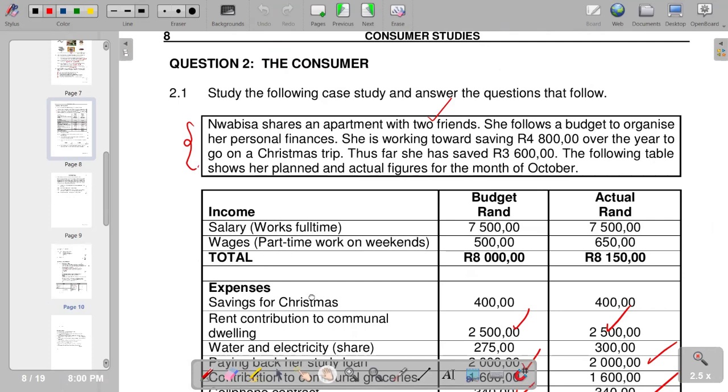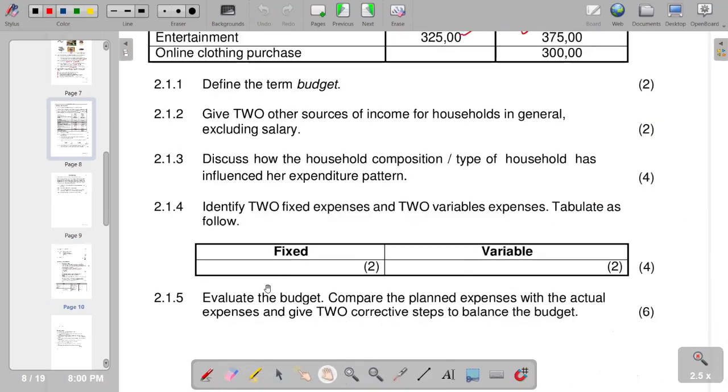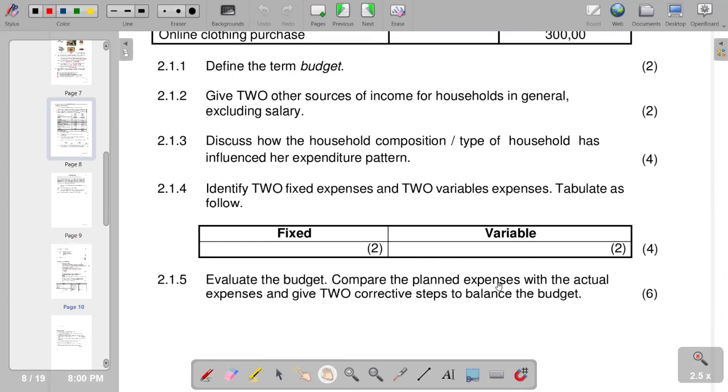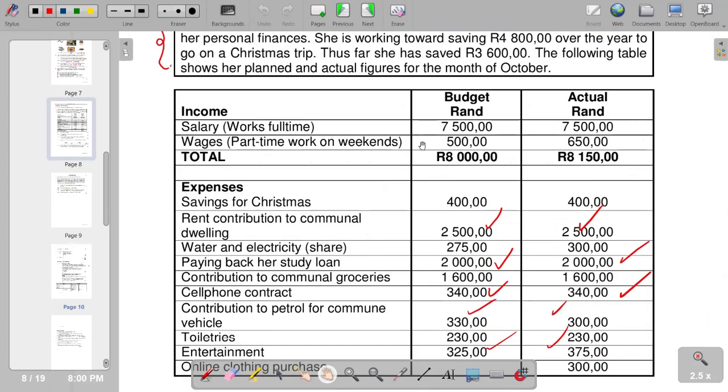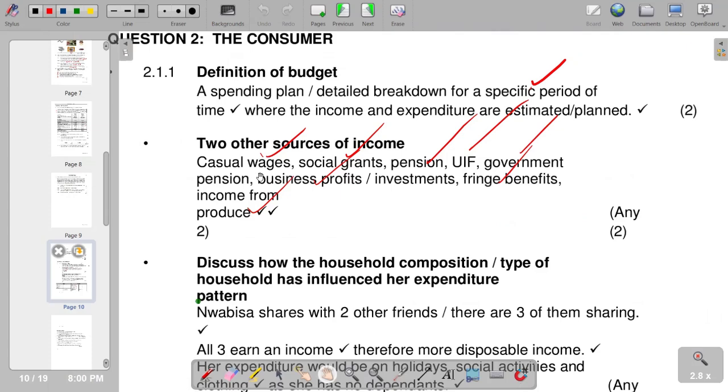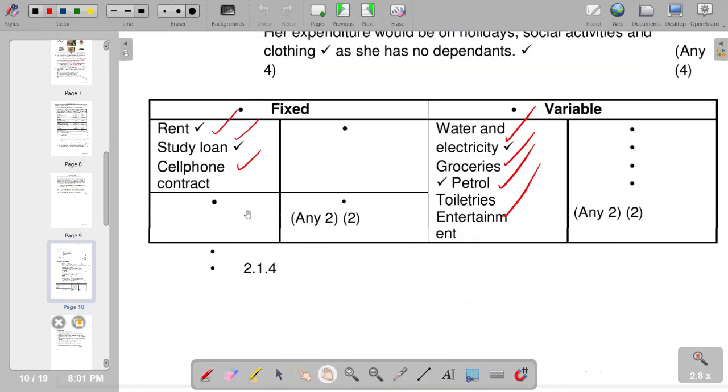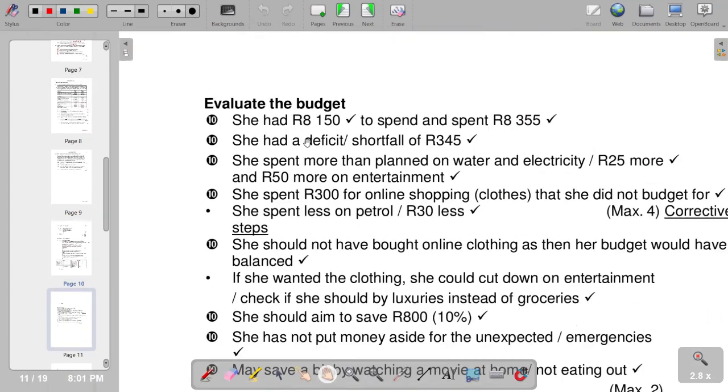So we go to the next question, 2.1.5, evaluate the budget. Compare the planned expenses with the actual expenses and give two corrective steps to balance the budget. So obviously, you have to compare the planned expenses with the actual. We have got budget and actual, and then you compare. So with that analysis, we can come up with the explanation that she had 8,150 rands to spend and spent 8,355 is the first part.